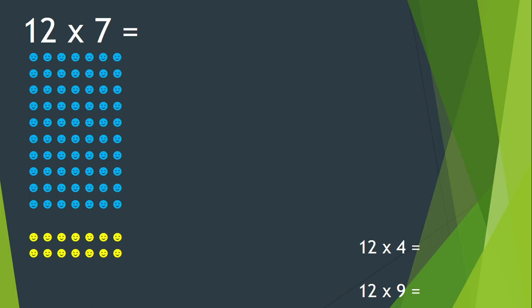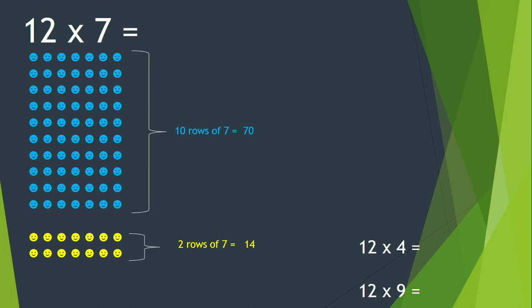The first strategy we are going to use is to make 12 groups easier by splitting it into a group of 10 and a group of 2. For example, 12 times 7 means 12 groups of 7 or 12 rows of 7. We are going to split that into 10 rows of 7, which are shown in blue, and that is 70. 10 times 7 is 70.